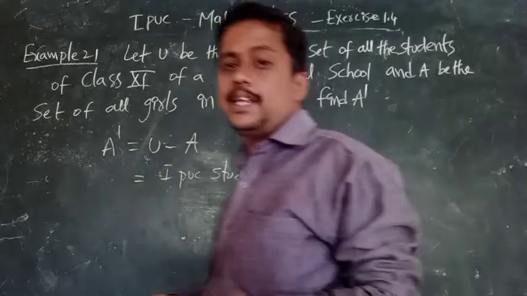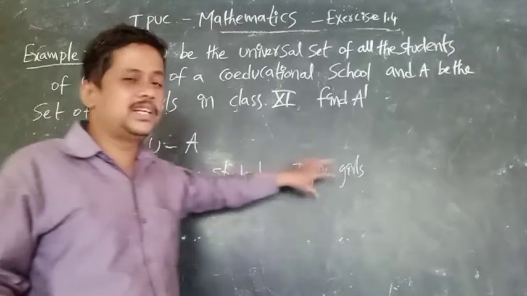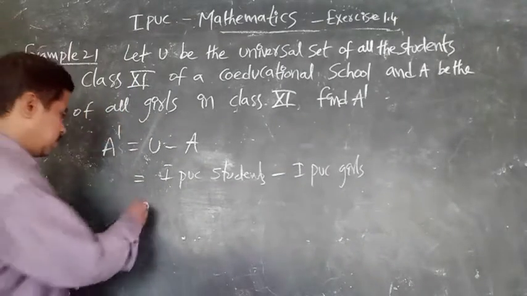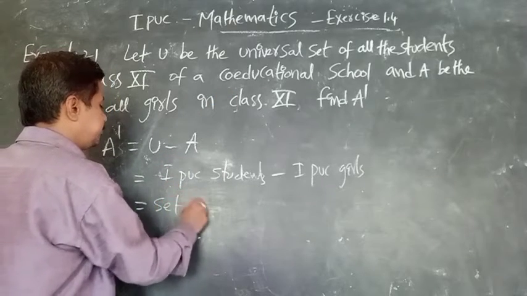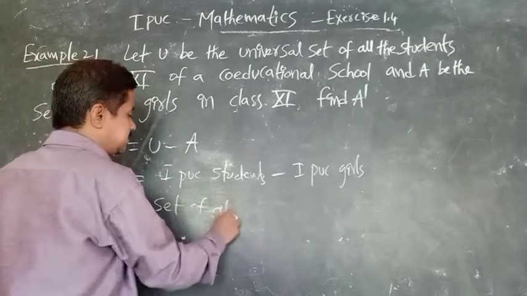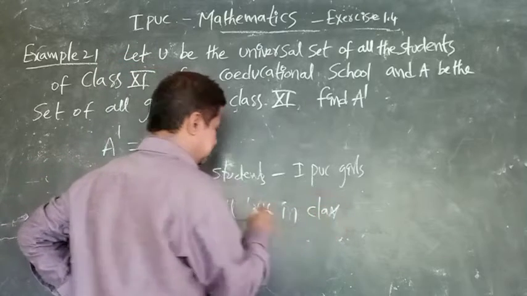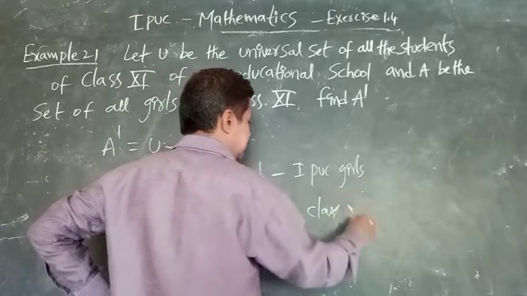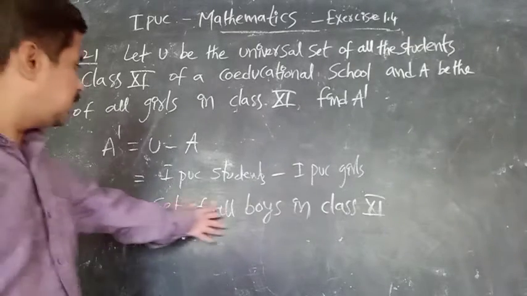What is the remaining thing? Very easy. The total class, girls are removed, the remaining are boys. So therefore the set of all boys in class 11. Like that we have to simplify.